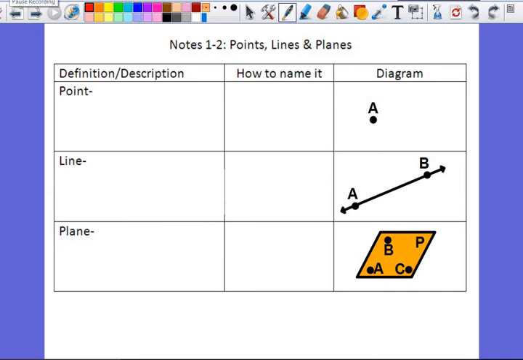All right, for this section of notes, guys, we're going to talk about 1-2 points, lines, and planes. We got a few definitions to go through, so let's get through those first. First one being a point.